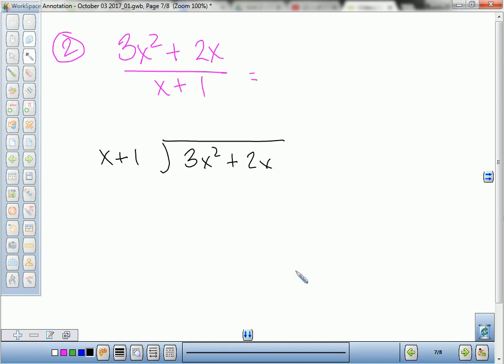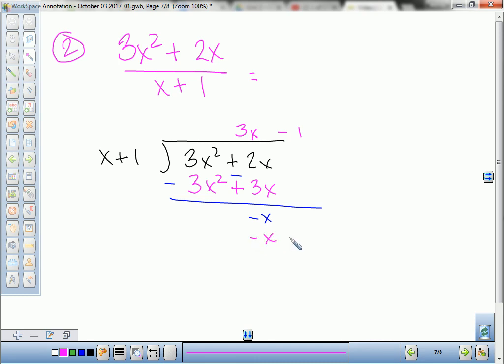Okay, so when we divide here, what do you multiply x by to get 3x squared? 3x. Plus 3x. Okay, so then we have to change our signs, right? And then we get negative x. And what do you multiply x by to get negative x? Negative 1. And so then we get negative x minus 1. And then we change our signs. And we get just 1. Forget x. So it's 3x minus 1 plus 1 over x plus 1.